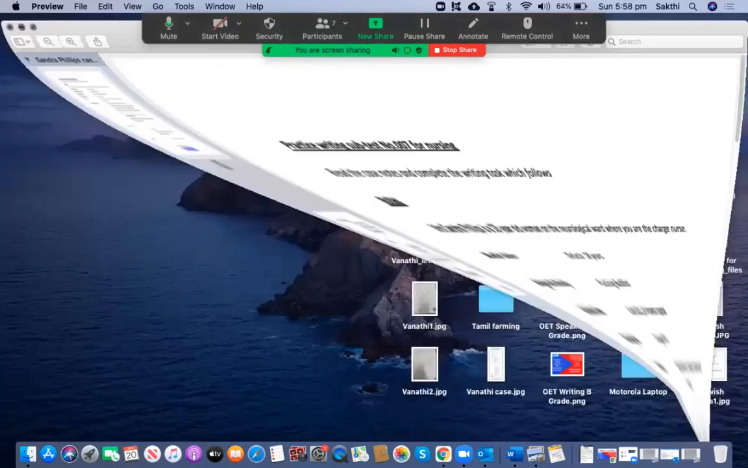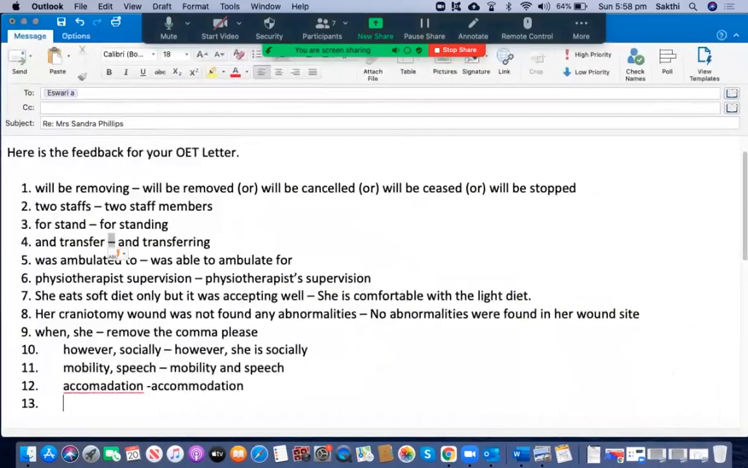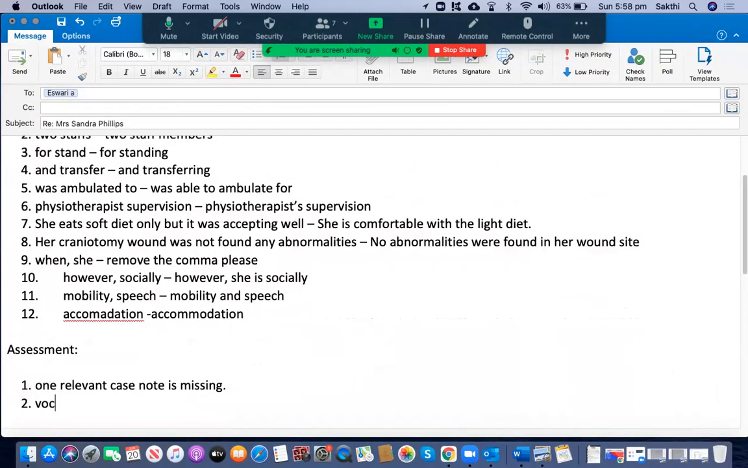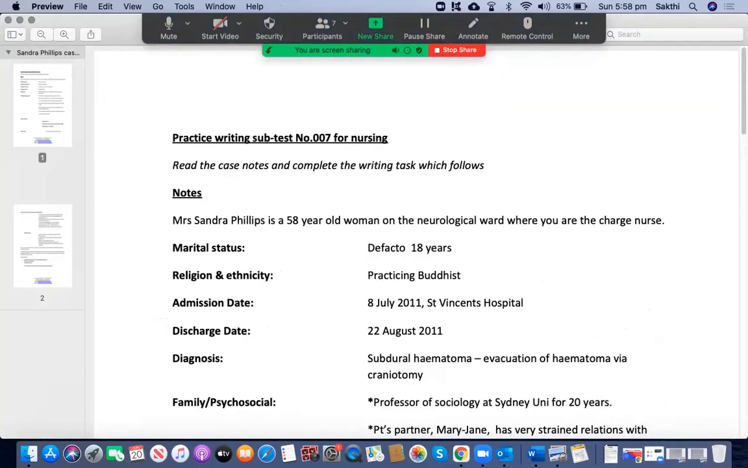I'm happy with everything else. Let me see. One relevant case note is missing. Sir, I have mentioned all case notes, sir. Which one? Use of synonyms. I shared with you right now. Just right now, I'll show you that. This one.